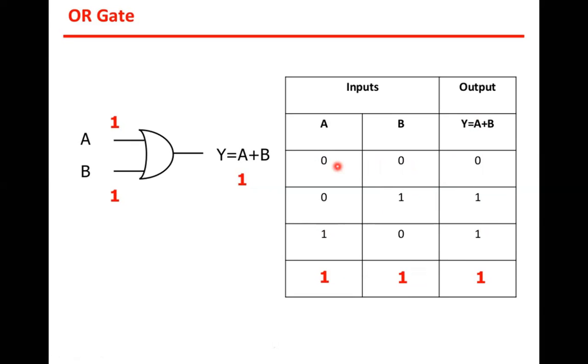So the other way of defining an OR gate is this: OR means when A or B is high. See here, A or B is high, the output is high. A or B, here A is high, the output is high. A or B is high, the output is high. It means, what is an OR gate? An OR gate is one where if any one input, A or B, is high, then the output is high. So this is called an OR gate.